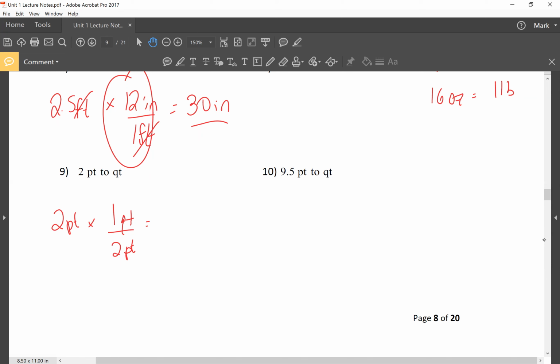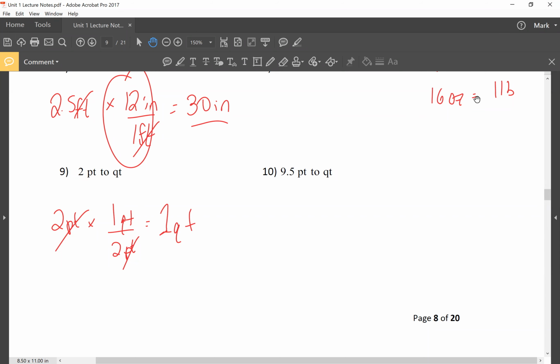pints of blood. And a pint would be almost half a, yeah, if you guys are metric, if you're thinking about baking, 2 pints you could think of as almost half of a liter. I don't know anything better than that, but half of a liter is the best example I can give. Anyways, this ends up just being 1 quart.